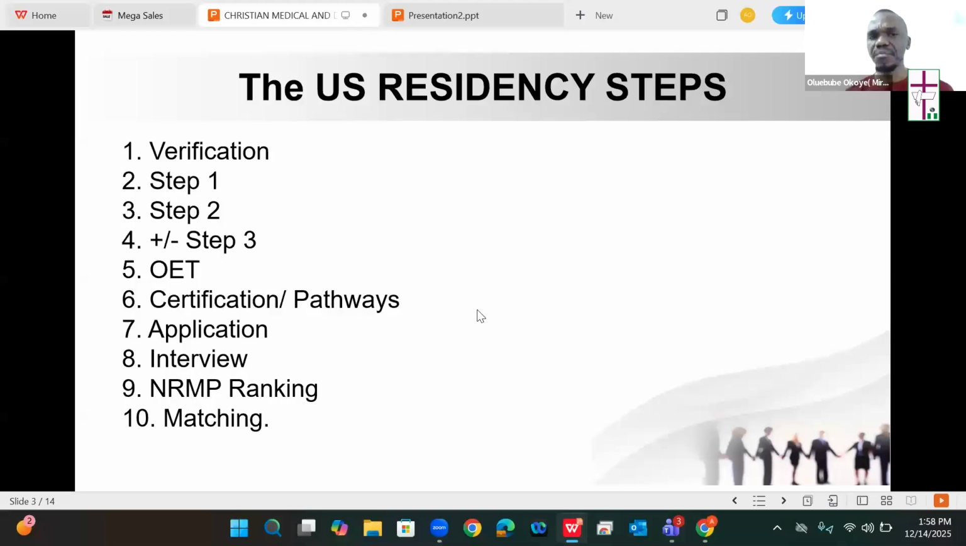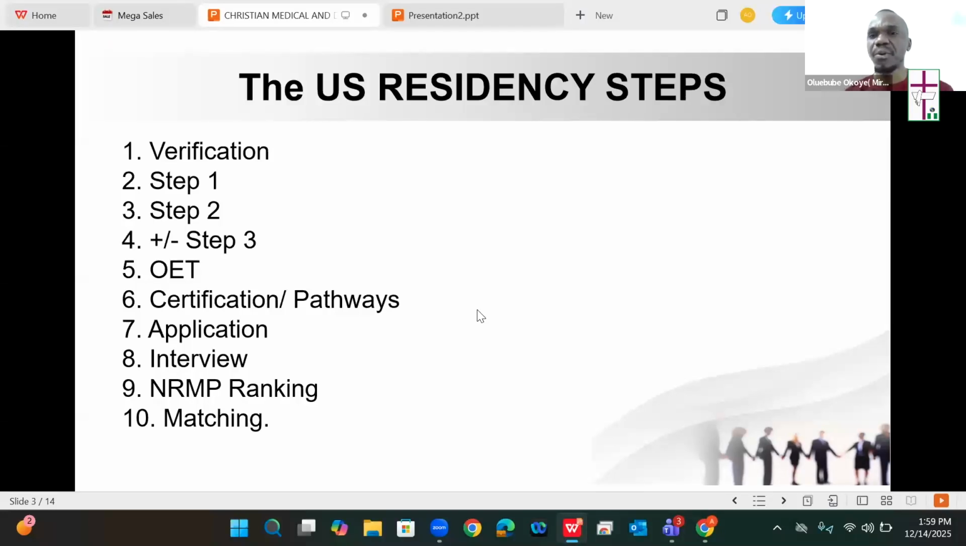All right. So why I wrote plus or minus step 3 is that you don't need to write step 3 before you apply for matching. I will still talk about the pros and cons of writing or not writing step 3. So the point there is that step 3 is not compulsory. And the thing about step 3 is that you must be in the US to be able to write it. You cannot write step 3 outside the US.